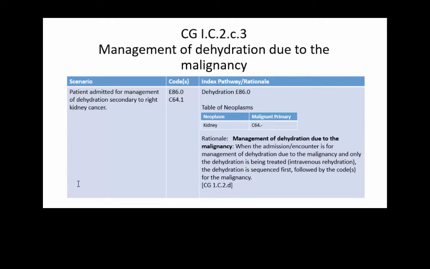This guideline has to do with the management of dehydration due to the malignancy, and the admission is solely for the treatment of the dehydration. You're going to code the dehydration first and then the malignancy.